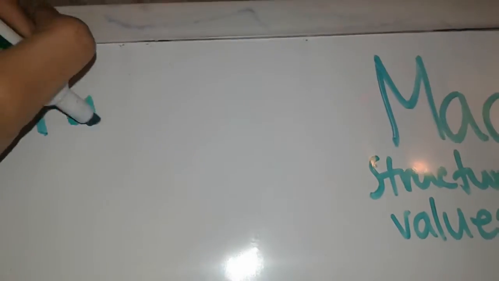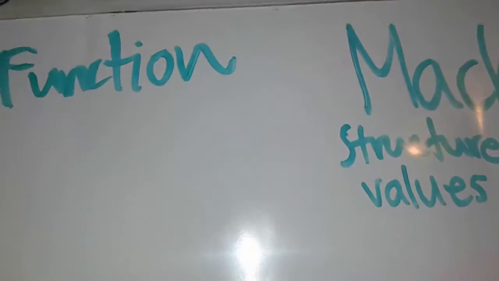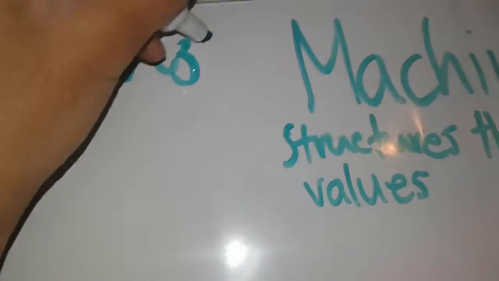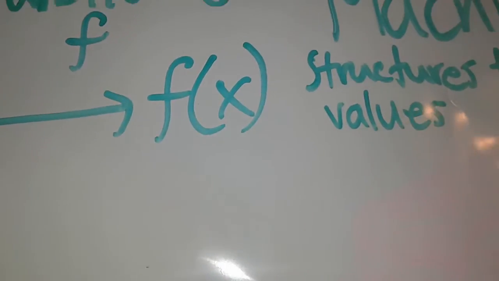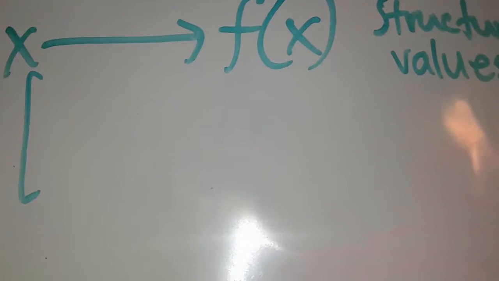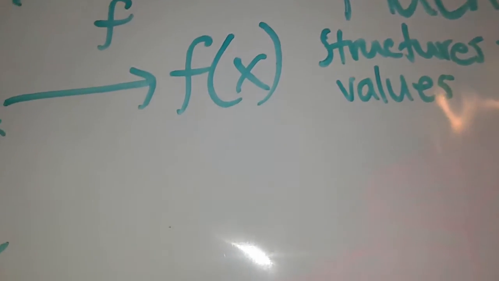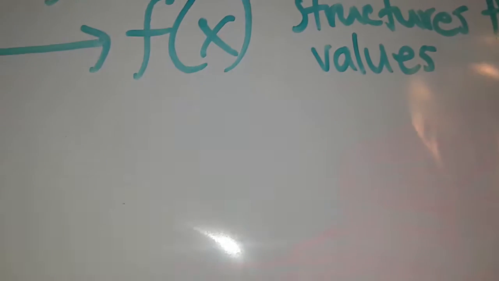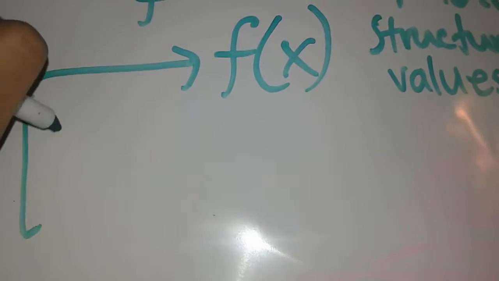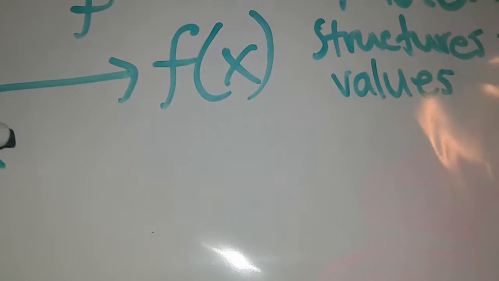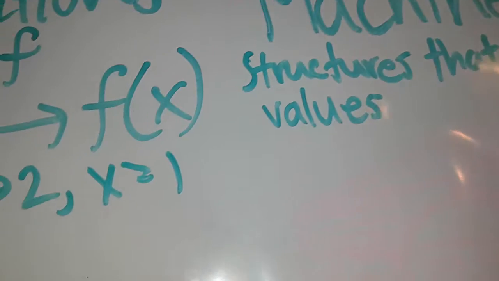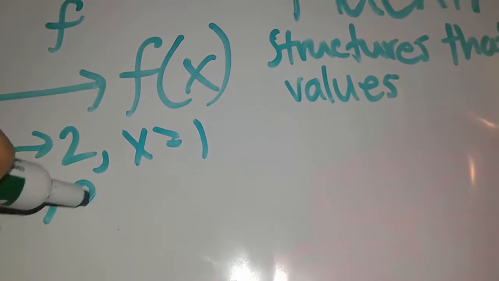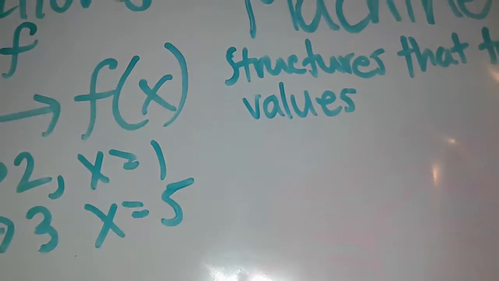Functions are, I can say, a machine. Functions f of x, or this is f, where you can have x transformed to f of x. And with the machine, it doesn't have to be a smooth function with a constant rate of change or anything like that. You can transform x to 2 if x equals 1, and you can do the same to transform to 3 if x equals 5.